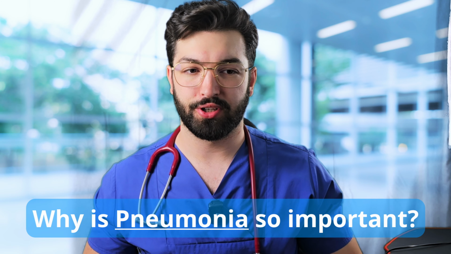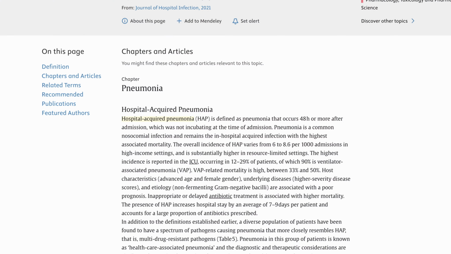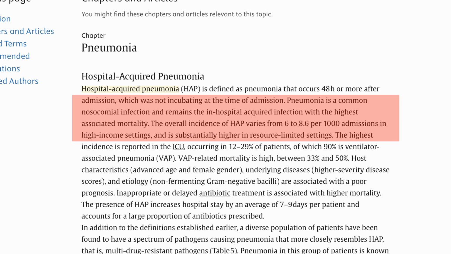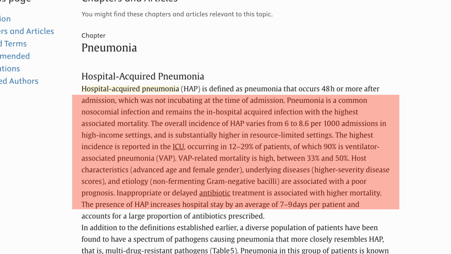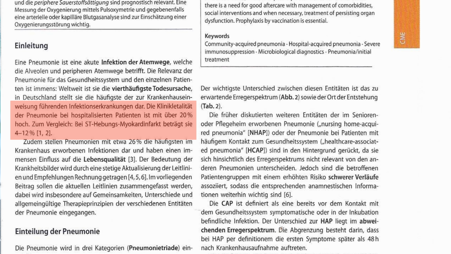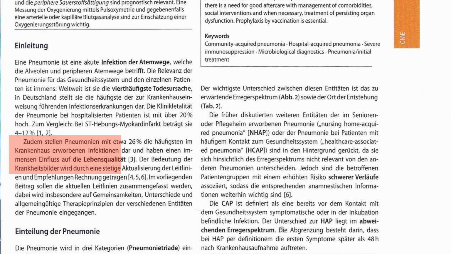Why is pneumonia so important? Globally, it's one of the leading causes of death, and in Germany, about 20% of hospitalized patients are affected, compared to just 4 to 12% for ST elevation myocardial infarction. Hospital-acquired pneumonias account for 26% of infections contracted in hospitals, a major challenge.